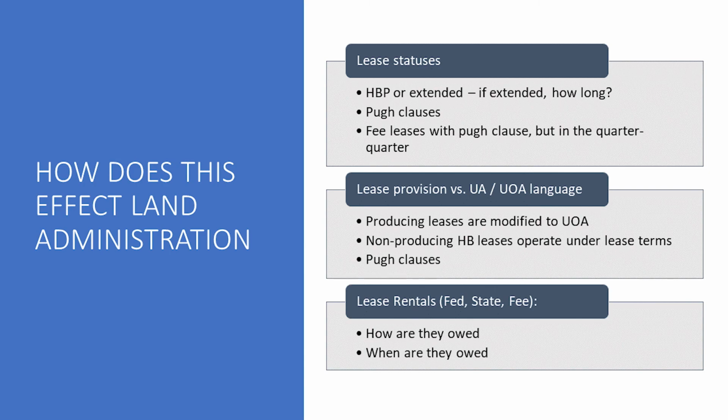Producing leases, moving down to the second bullet there, are modified to meet the unit agreement definitions or the provisions of the unit agreement. Non-producing HB leases operate under their terms, and again, just be careful with PU clauses. And we've talked enough about when rentals are owed or when they aren't owed on fed, state, and fee.